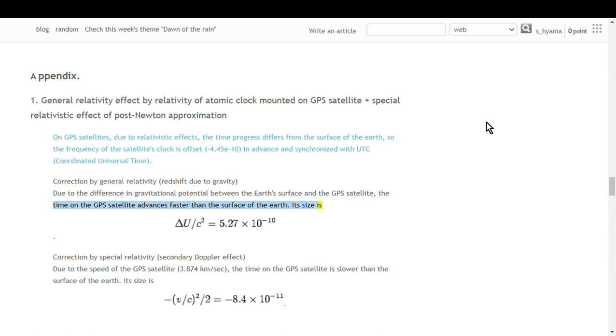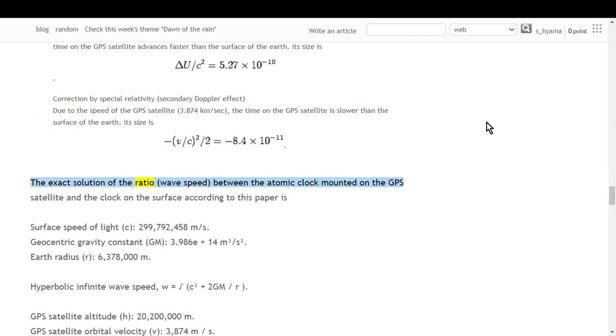Its size is. Correction by special relativity, secondary Doppler effect. Due to the speed of the GPS satellite, 3.87 km/sec, the time on the GPS satellite is slower than the surface of the Earth. Its size is. The exact solution of the ratio, wave speed, between the atomic clock mounted on the GPS satellite and the clock on the surface according to this paper is.